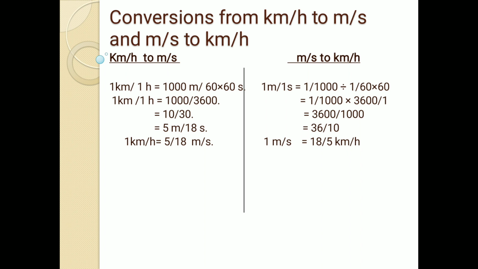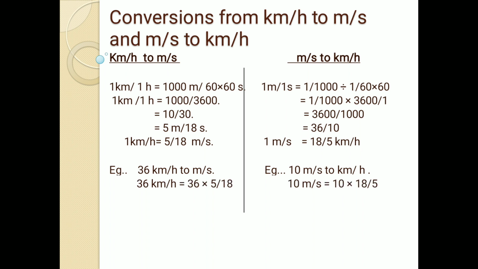So this is the conversion from meter per second to kilometer per hour. So here kilometer per hour to meter per second is 5 by 18 meter per second, and meter per second to kilometer per hour is 18 by 5 kilometer per hour. We'll see with examples now, conversions, okay? Now I'm going to convert 36 kilometer per hour to meter per second. So we'll see now how to convert.